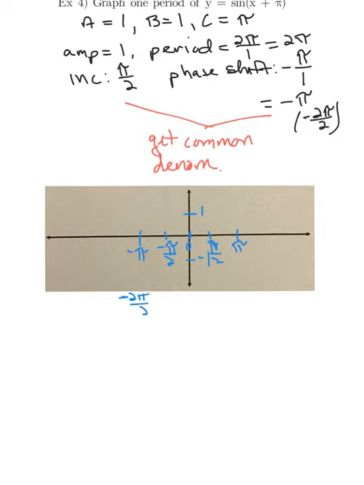Remember what kind of function this was. This was a sine function. The sine function starts at 0 always, then goes up, back to 0, down, back to 0. And so this is our sine function with a horizontal shift of negative pi.